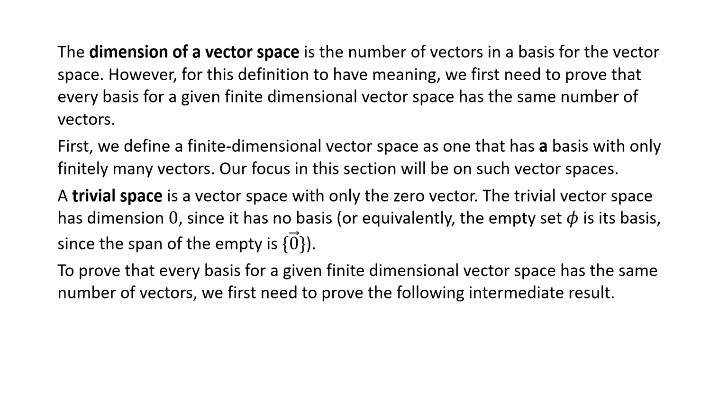The dimension of a vector space is defined to be the number of vectors in a basis for a vector space. However, for this to have meaning, we first need to prove that every basis for a given finite dimensional vector space has the same number of vectors, and we'll do that in this lecture.